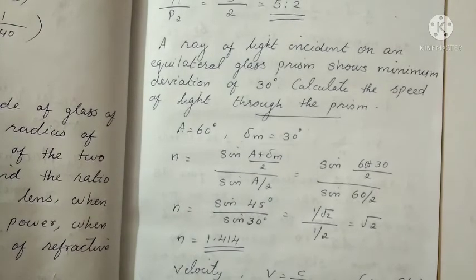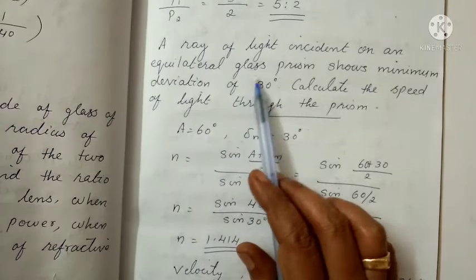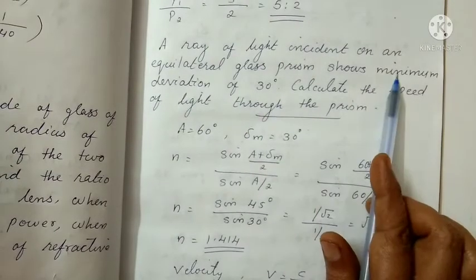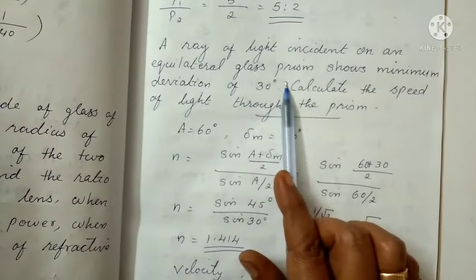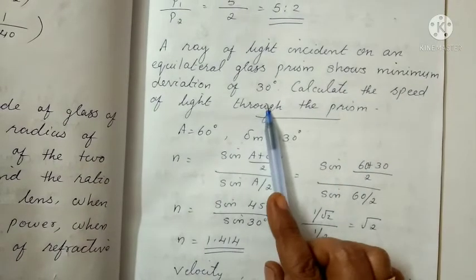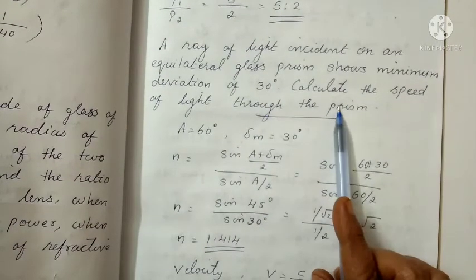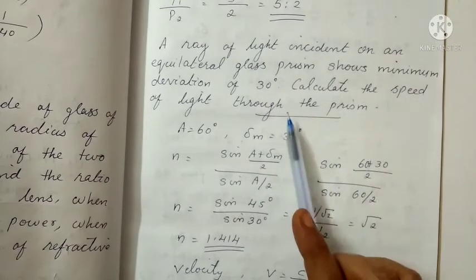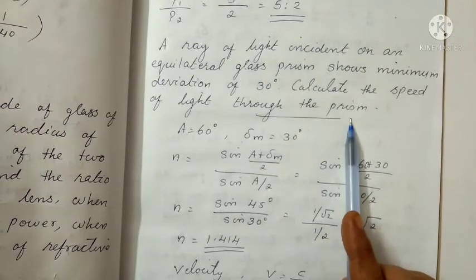Today we will see some numericals. A ray of light incident on an equilateral glass prism shows minimum deviation of 30 degree. Calculate the speed of light through the prism.